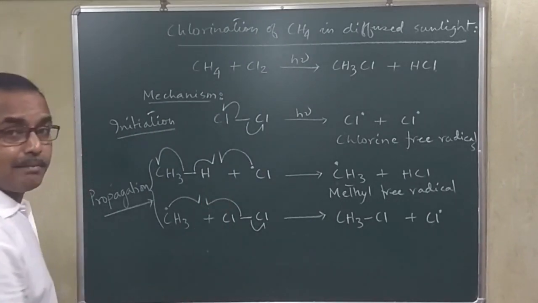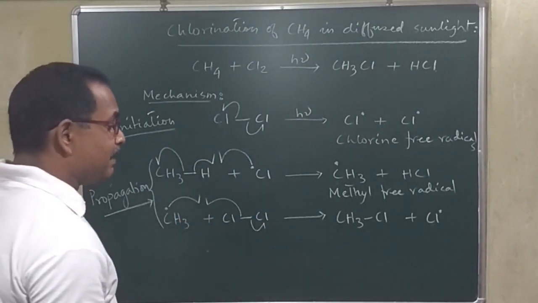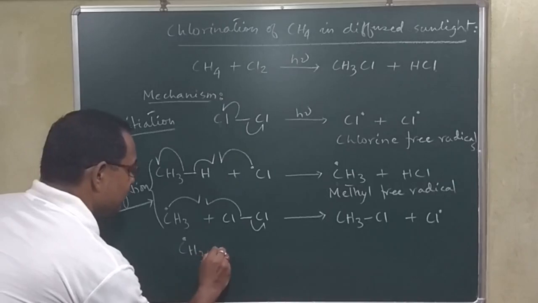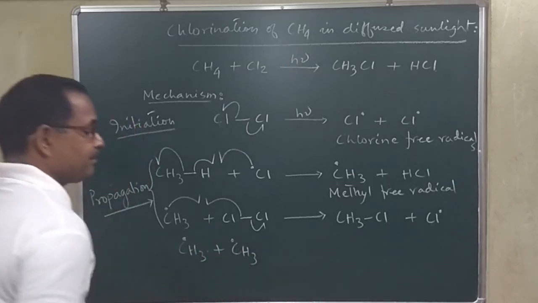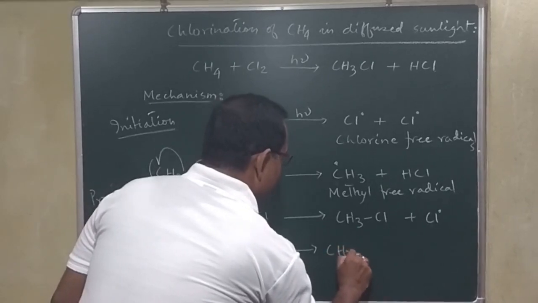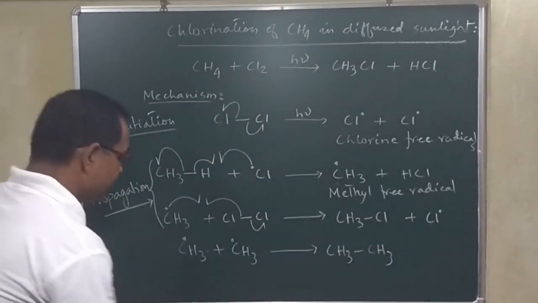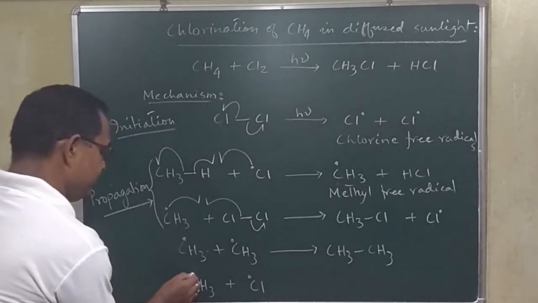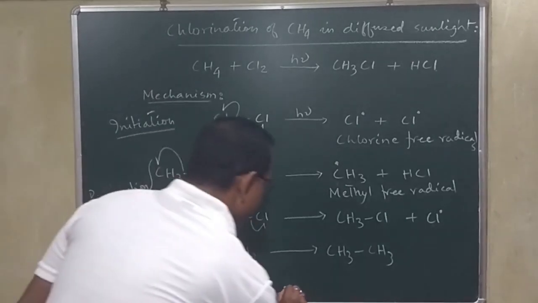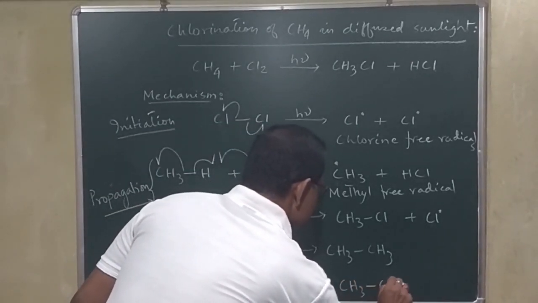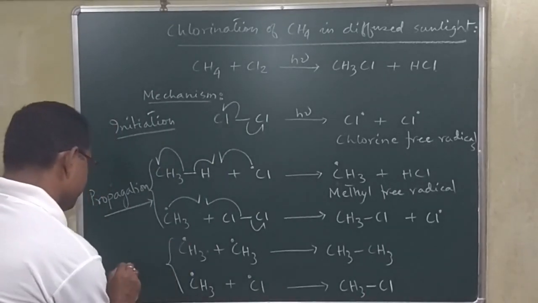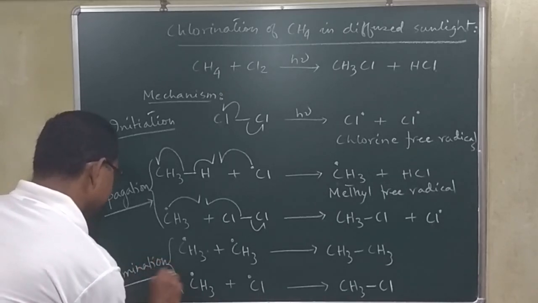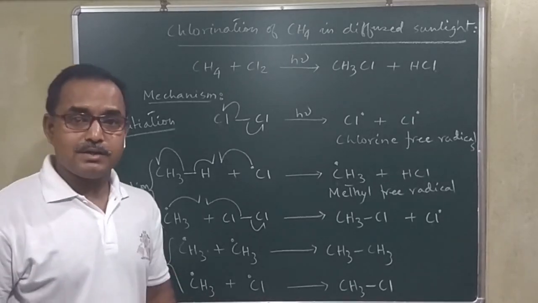In termination, what may happen? Any two reactive radicals may dimerize. Say, methyl radical combines with another methyl radical, we will get what? Ethane. Methyl radical may combine with chlorine radical, we will get what? CH3Cl. Such steps are called termination.